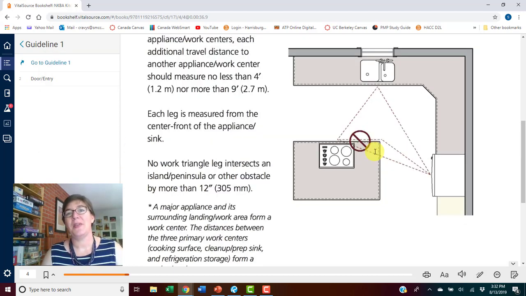All right, here's another little tweak to this particular guideline. No work triangle leg should intersect an obstacle by more than 12 inches. So right here, take a look. This line right here intersects. Take a look between the cooking center and the refrigeration center. It intersects the island, and that is against this guideline. That's not a great design.